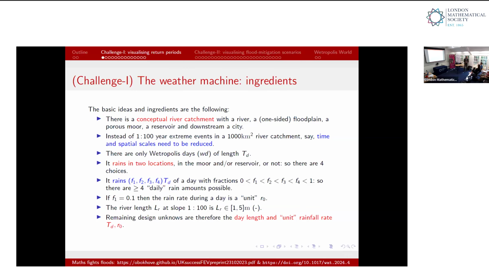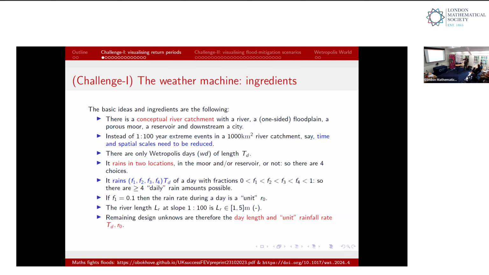So that means that there are four or more outcomes, because if they're not a factor of 2 of each other, then you can actually have more and more outcomes. And for us, this is just some silliness, but when F1 is 0.1, so 10% of the time, I call the rain rate a unit R0. It's just the definition, if you wish.